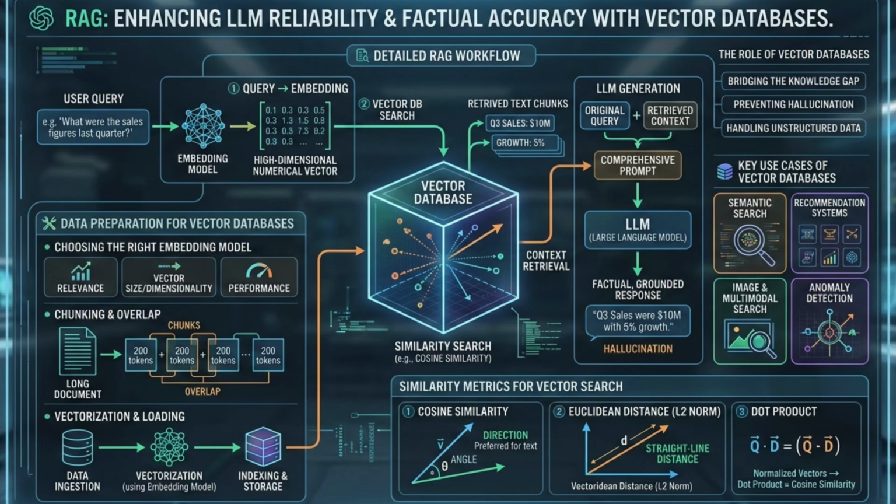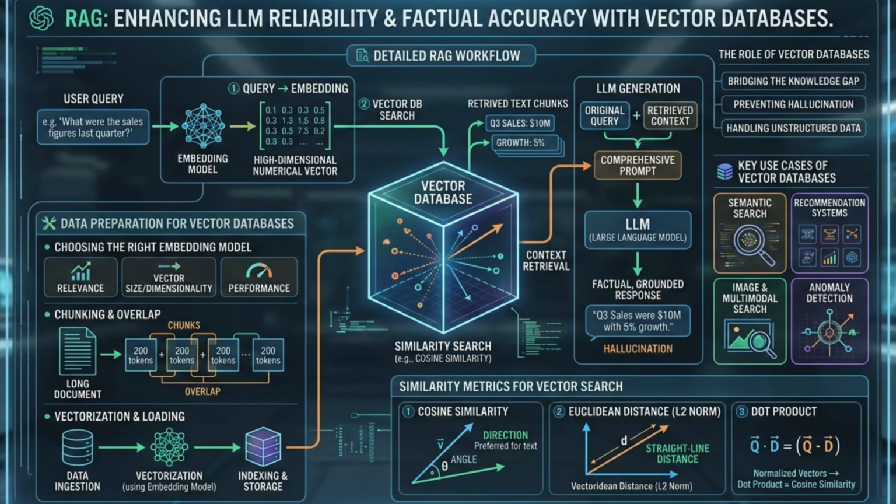RAG is a technique that enhances the reliability and factual accuracy of large language models by giving them access to external, up-to-date, and private data sources beyond their original training set. The vector database is a critical component that sits between the user query and the large language model.